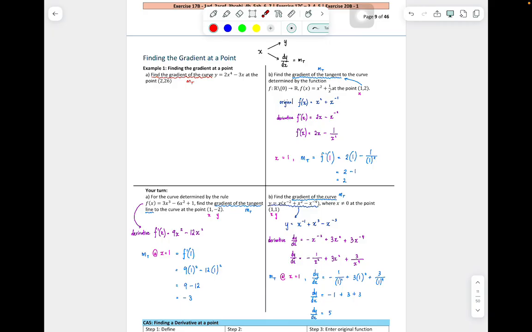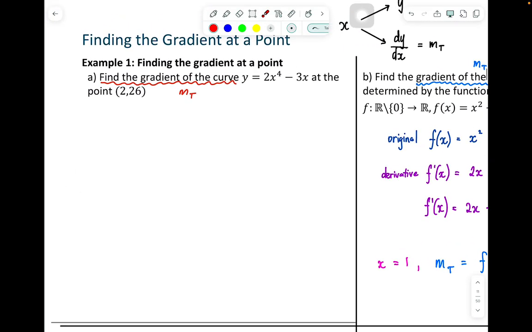So in this first question here, it talks about the gradient of the curve. It's asking us to find the gradient of the curve, which is mt. M stands for the gradient, T stands for the tangent at that curve. And here is our original equation. And it's also given us a point where we want to find that specific gradient.